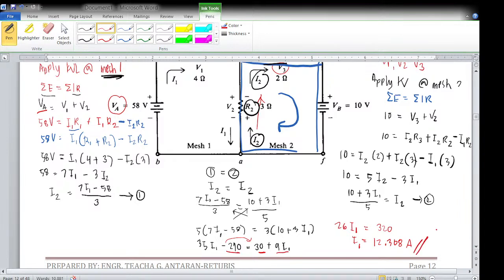How about for I sub 2? How are you going to solve for I sub 2? Substitute the I sub 1. In what equation? Second equation. Actually, any of the equations. Di ba dalawa yung equation natin dyan? We have equation 1 and equation 2. So, both of them can solve I sub 2.